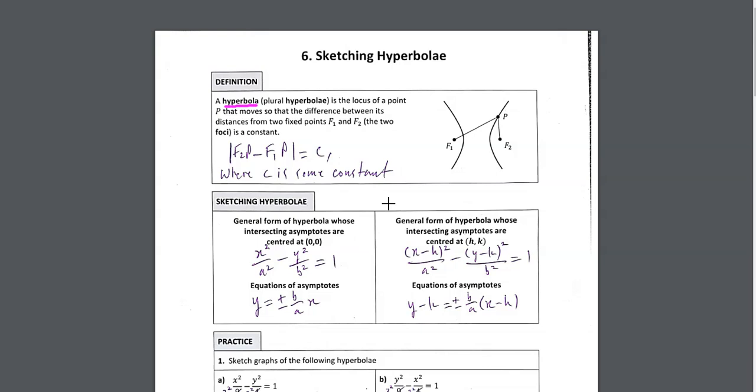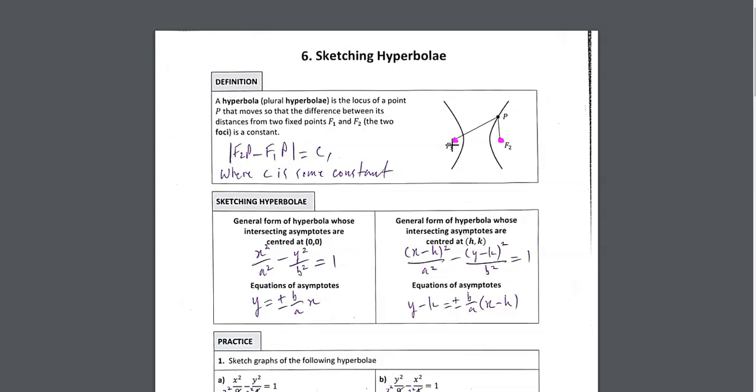A hyperbola is the locus of a point P that moves so that the difference between its distances from two fixed points, that they're calling F1 and F2, is a constant. And that's a little bit hard to digest. So let's just have a look at this diagram right here, okay? Let's just say I plonk down two points on a page anywhere.